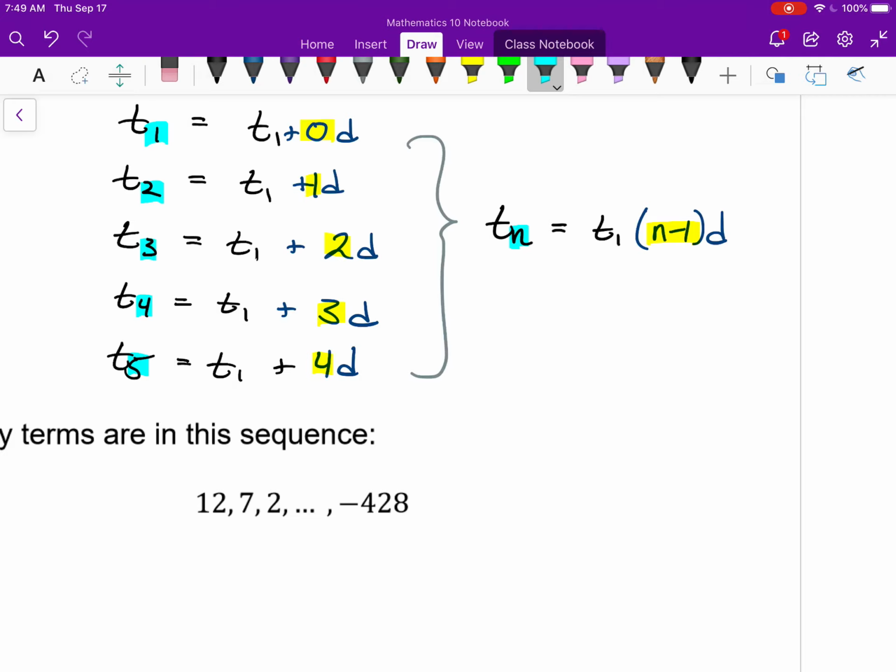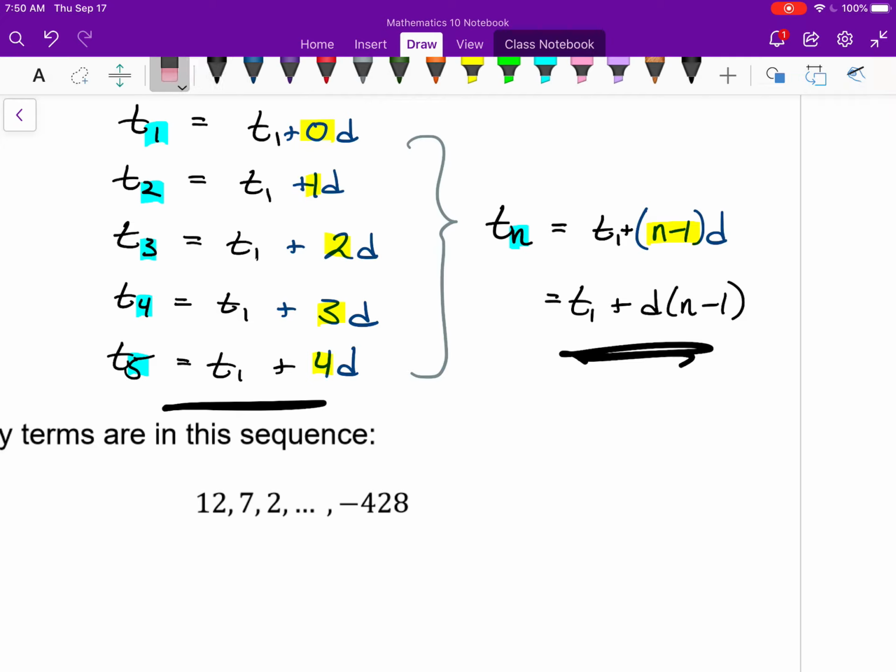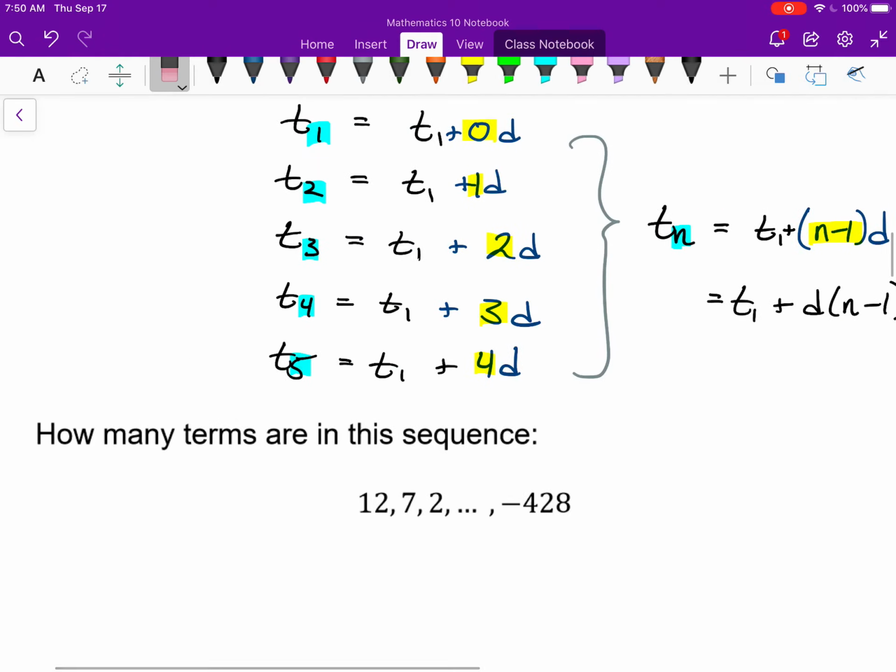To kind of compare these together, a slightly more common way of writing this, we say, oh, sorry, I forgot to put a plus sign right here. Plus, there we go. Say t1 plus, we usually put the d first, d times n minus 1. And really, all this is doing right here is summarizing this relatively pleasant relationship right here. Okay, and again, this is true for any arithmetic sequence. As long as there's a common difference going up by the same number each time, then this is always true.